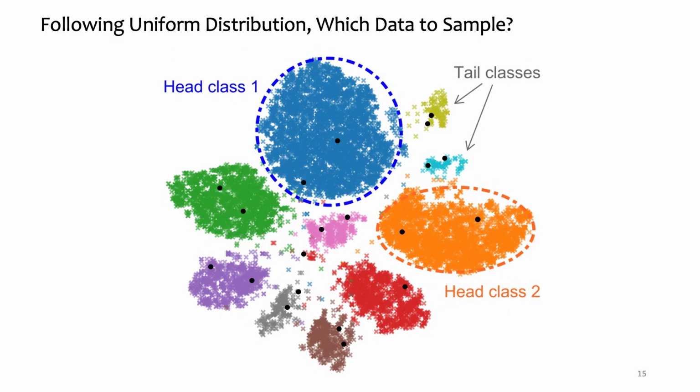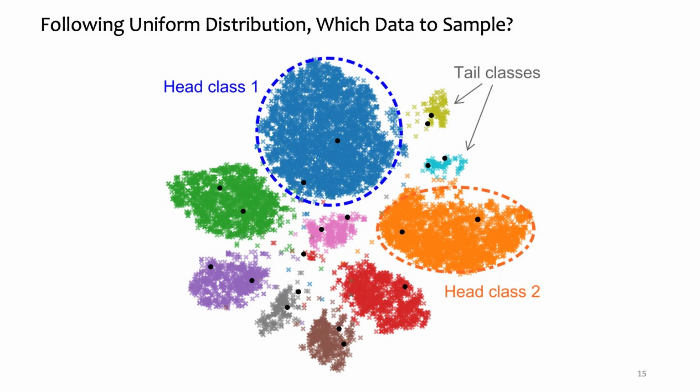This illustration shows an unbalanced dataset. Head classes contain more samples, and tail classes contain much fewer. If using random sampling, head classes will be sampled in larger quantities, while tail classes will only get a few samples. So the uniform sampling shown in this figure is a better selection approach than random. Following the uniform distribution, how do we sample from within each class?